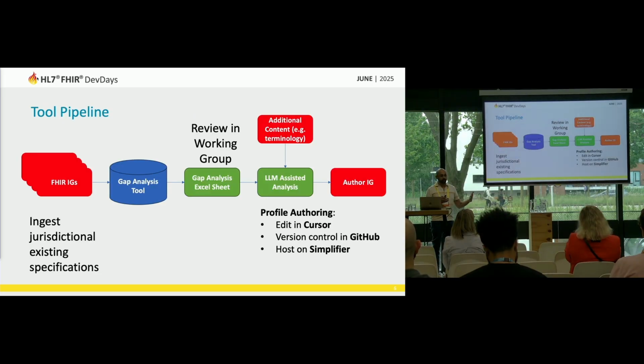So we had a tooling pipeline where we had the FHIR IGs ingested into a gap analysis tool. We reviewed them with a private working group in an Excel spreadsheet format. So we actually took the profiles and flattened them for a little bit better comparison. And then we used the LLM to actually analyze some of the differences between the different profiles, like cardinalities, must support flags, other kinds of use of extensions, these kinds of things. And then we added additional content from external sources that didn't exist yet. And then we authored the profile using a pretty typical GitHub workflow, which eventually is now hosted on Simplifier.